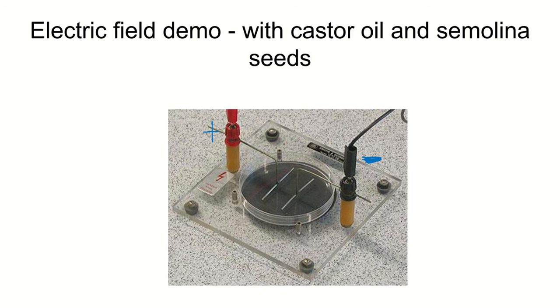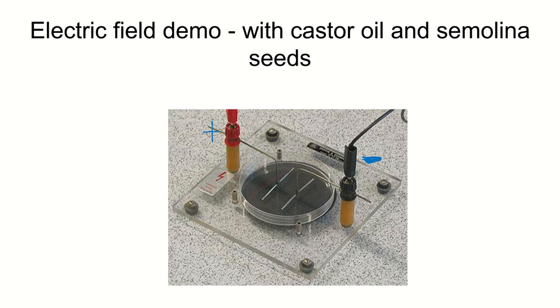Then we put in semolina seeds. They are very small in size, usually used in food. In some countries, halwa is made from semolina seeds. As soon as we put in some semolina seeds, they take a shape and are aligned in a direction. In this experiment, because we are using straight rods, the semolina seeds are aligned in straight lines.